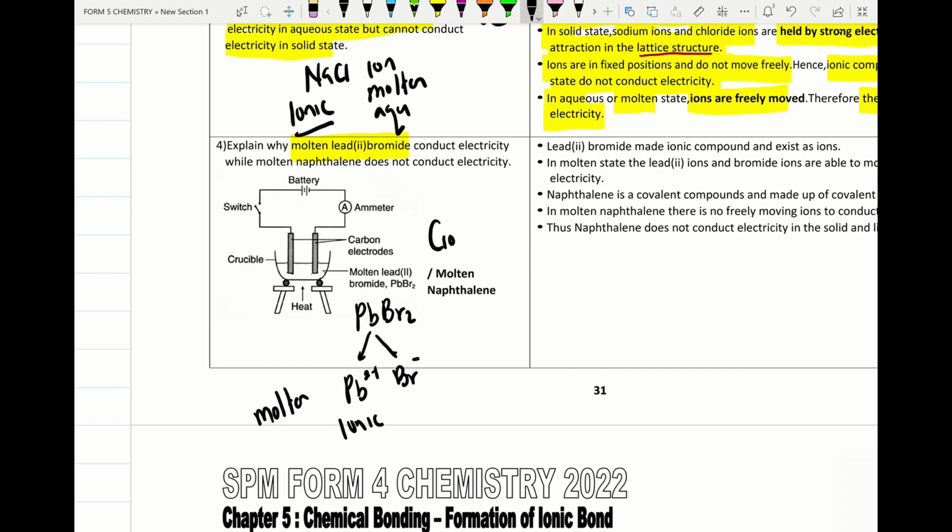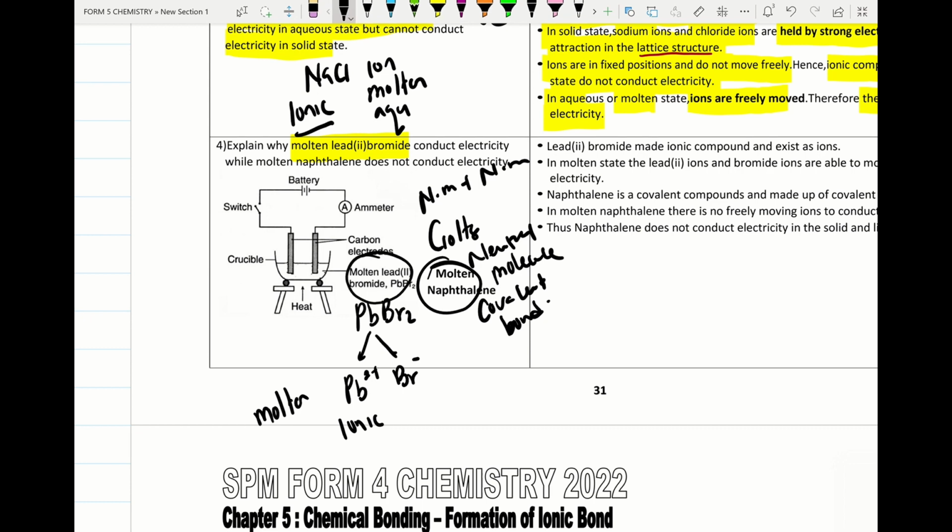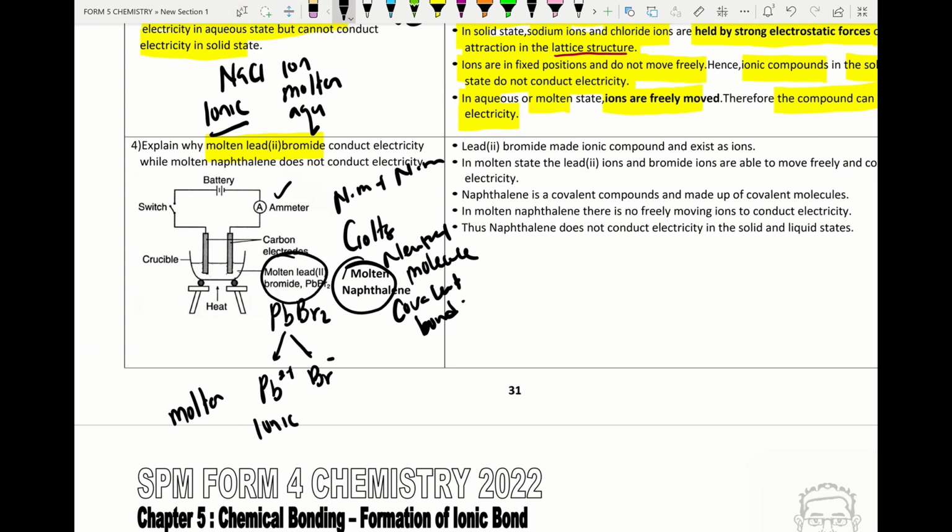And naphthalene, C10H8, is made up of non-metal plus non-metal. It exists as neutral molecules, and the type of bonding is covalent bond. Therefore, molten naphthalene does not conduct electricity. There is no deflection of the ammeter needle. But when we use molten lead(II) bromide, there is a deflection of the ammeter needle. All right, explain why. Explain why molten lead(II) bromide conducts electricity while molten naphthalene does not.